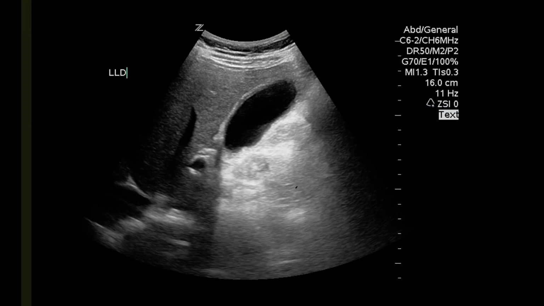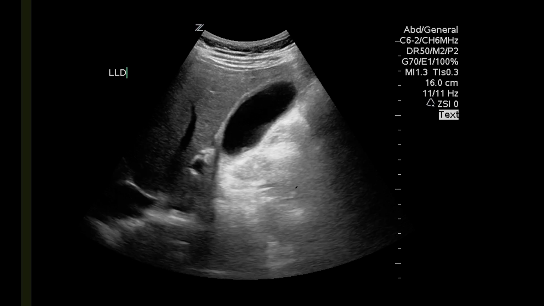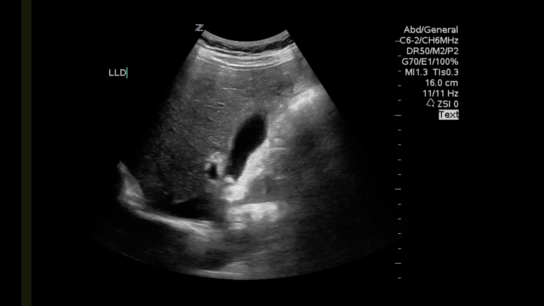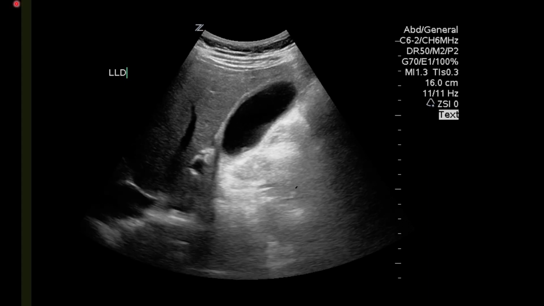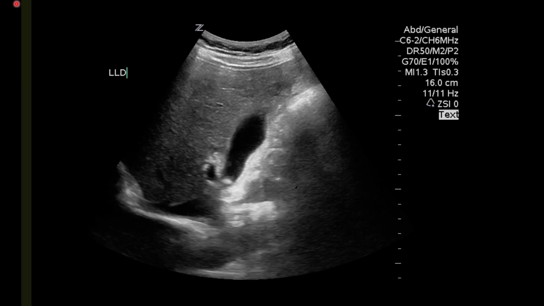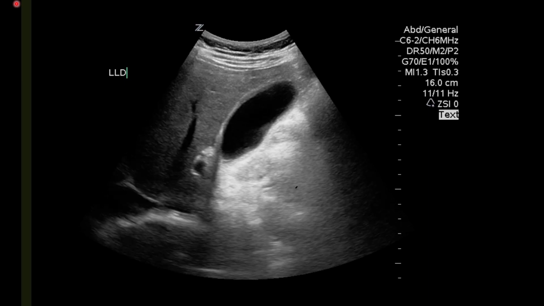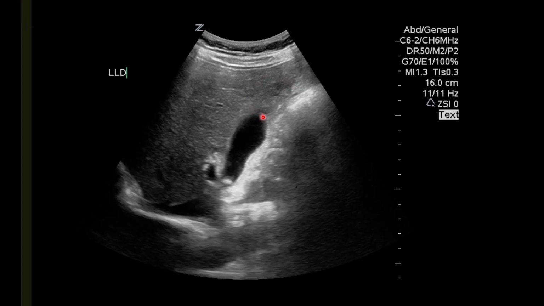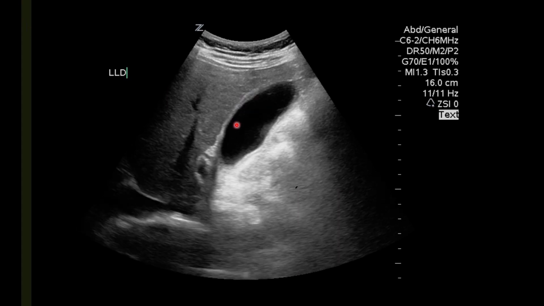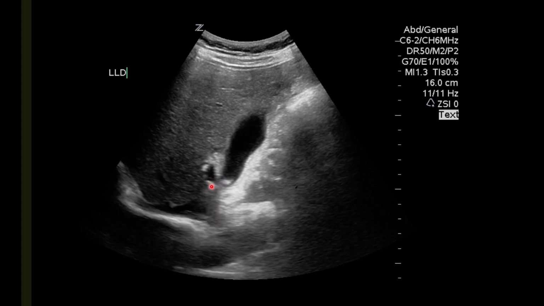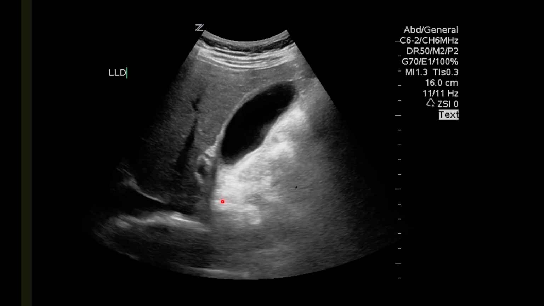Gallstones are mobile and move to the most gravity-dependent portion of the gallbladder. An important exception to this is an impacted neck stone. This is a longitudinal scan of the gallbladder performed with the patient in left decubitus position. Note that in left decubitus position, the fundus is the most gravity-dependent portion of the gallbladder. However, in this clip, the gallstone is not in the fundus. Instead, it can be found impacted at the neck of the gallbladder.